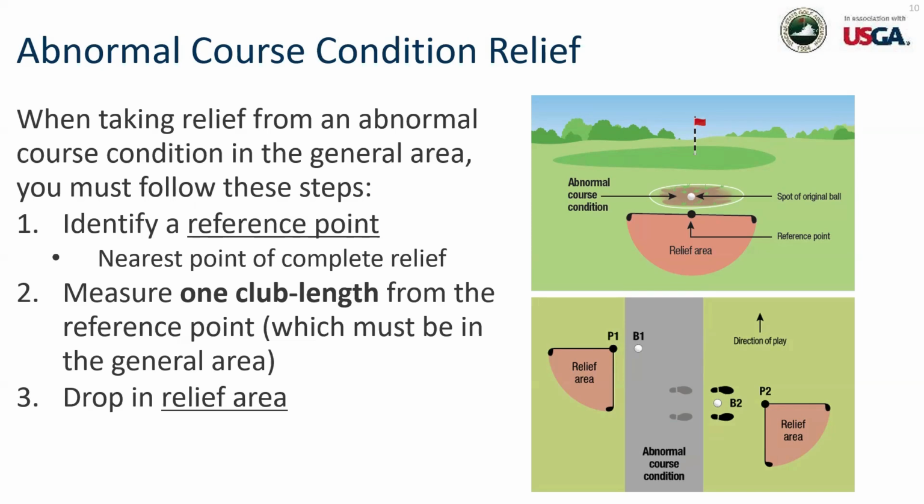Once you find that point, you get one club length, and it looks a little different in these two images, but you get one club length no closer to the hole. This rule does say you have to stay in that same area of the golf course where your ball lies. So general area needs to stay in general area, bunker needs to stay in bunker. And then we're going to drop the ball in the relief area.